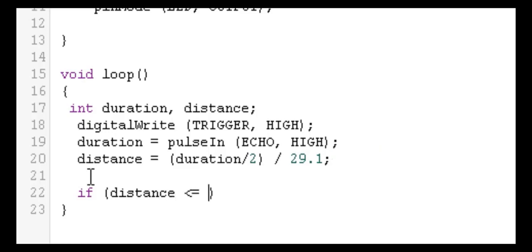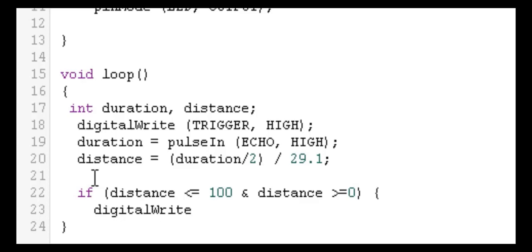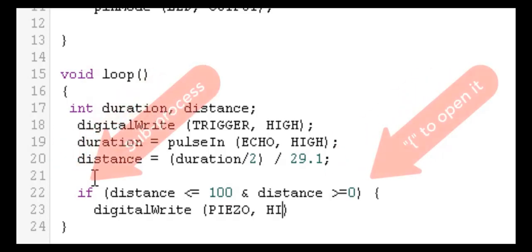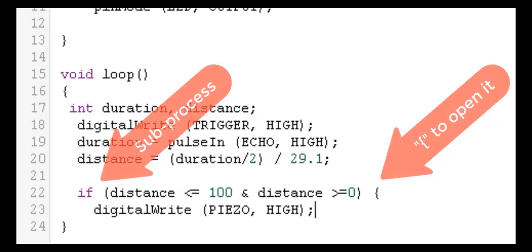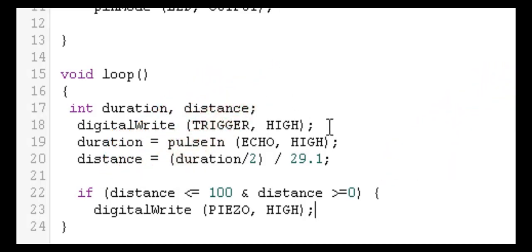So now, if the distance is less than or equal to 100 and the distance is greater than or equal to 0, then we are going to start our subprocess. In this case, the digital write for the piezo is going to start high. That means that it's going to emit sound.